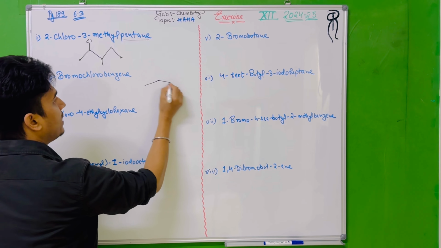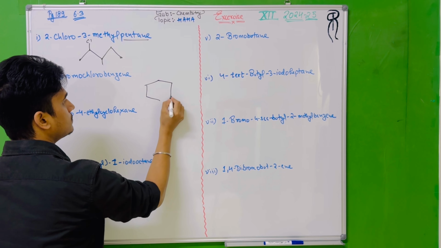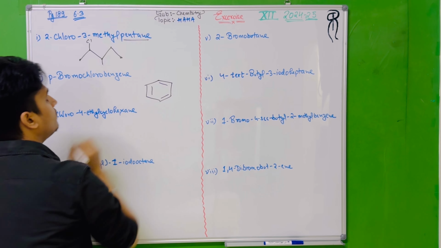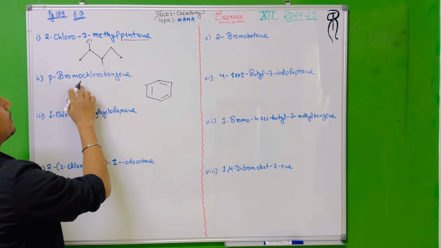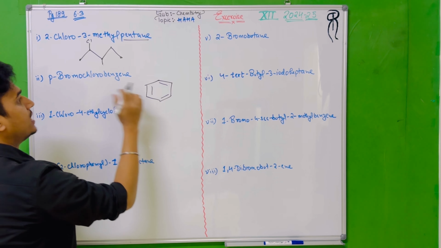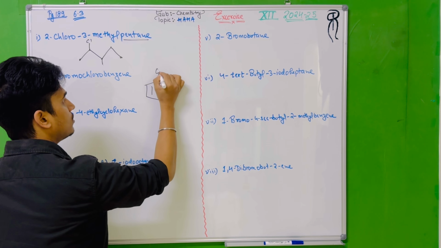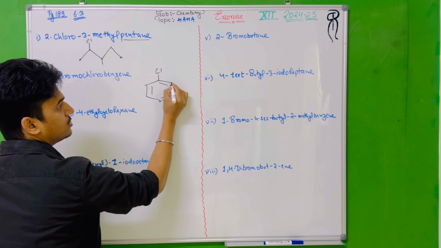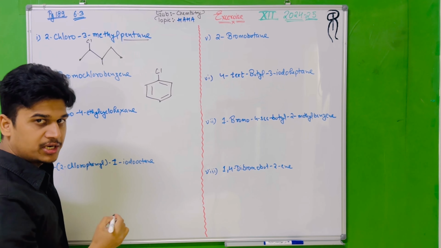Para-bromochlorobenzene. So a benzene ring. We know in a benzene ring, what is the para position? Para-bromochlorobenzene means this is your chlorine and at the para position, this is your ortho, meta and para, which we already know, here there is bromine. So para-bromochlorobenzene, this is your second structure. Let's go to the next one.